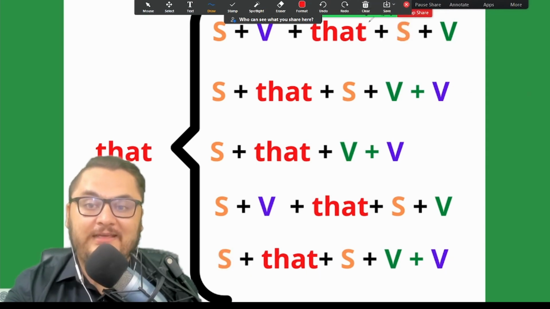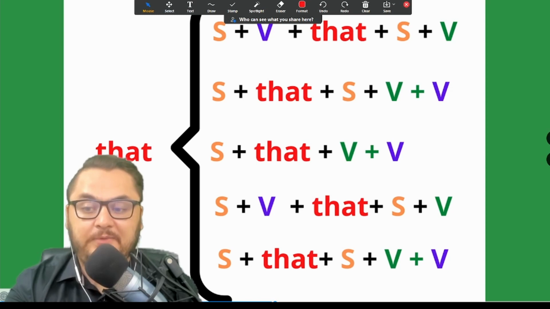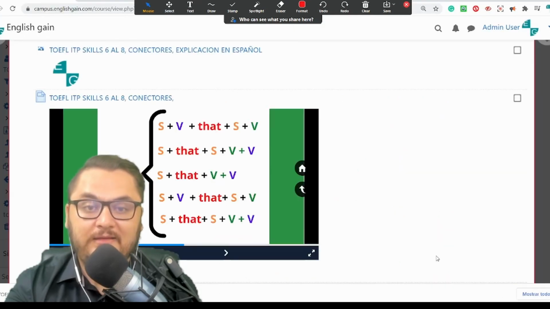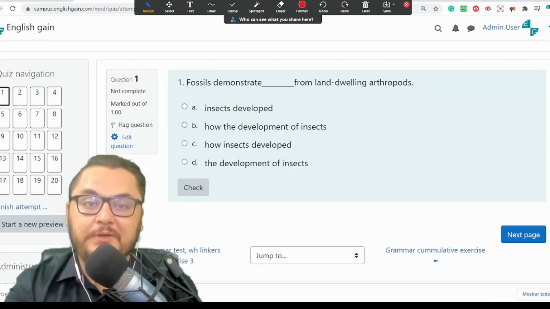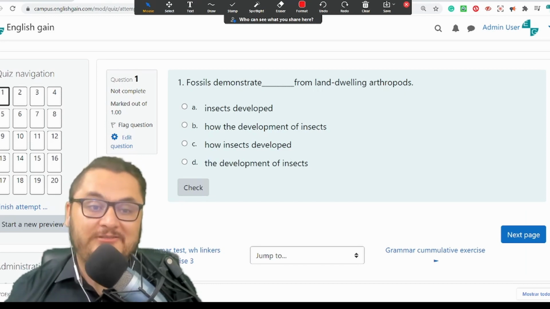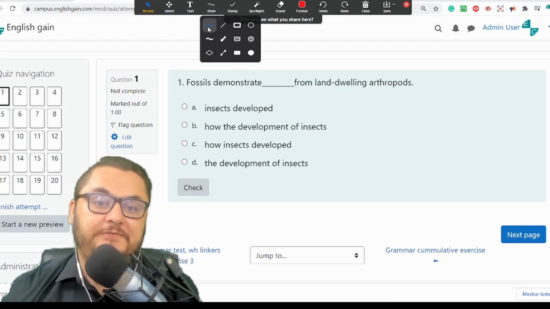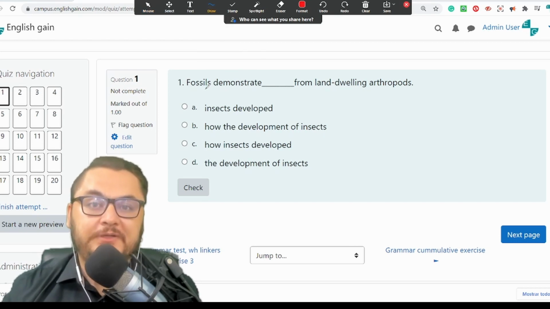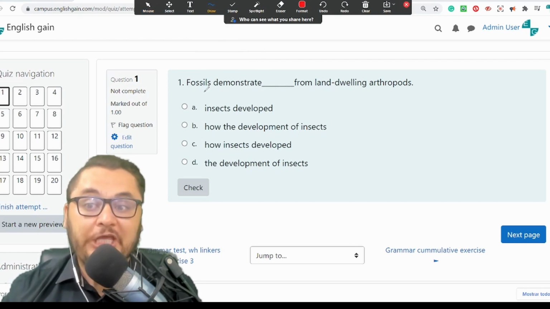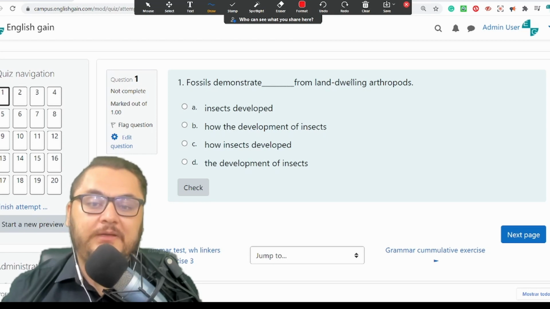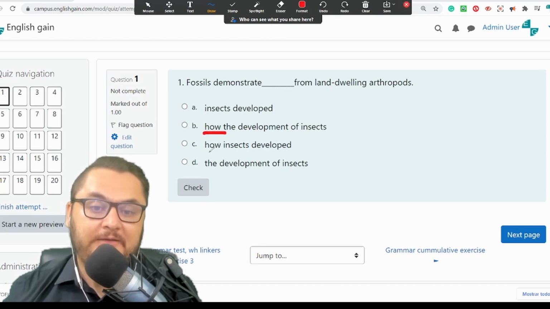After understanding and at least seeing how these formulas are applied, we need to put them into practice with exercises like this. So this is going to be the strategy. First, we're going to read quickly to try to find any linker. If I read quickly here, I'll notice that, okay, this is going to be my linker. How?